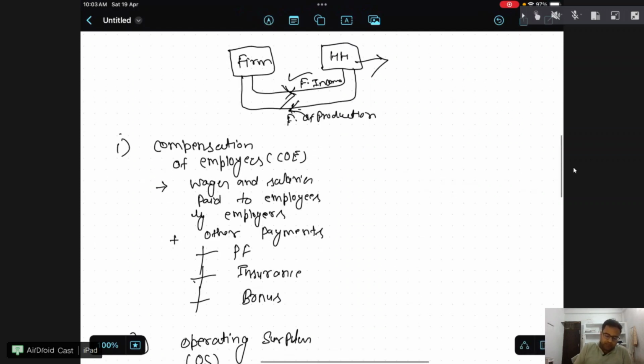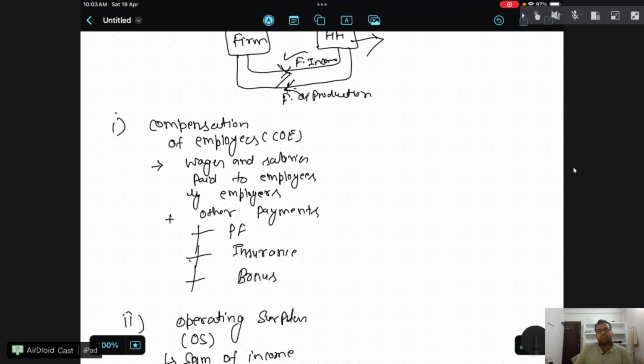Category number one is known as the compensation of employees. Households are working somewhere, in any firm or institution. Whatever income they receive for working in that particular institution, we categorize into the first category, the compensation of employees. Here they receive salary, wages and all other allowances from their firms, like provident fund, insurance and bonus.